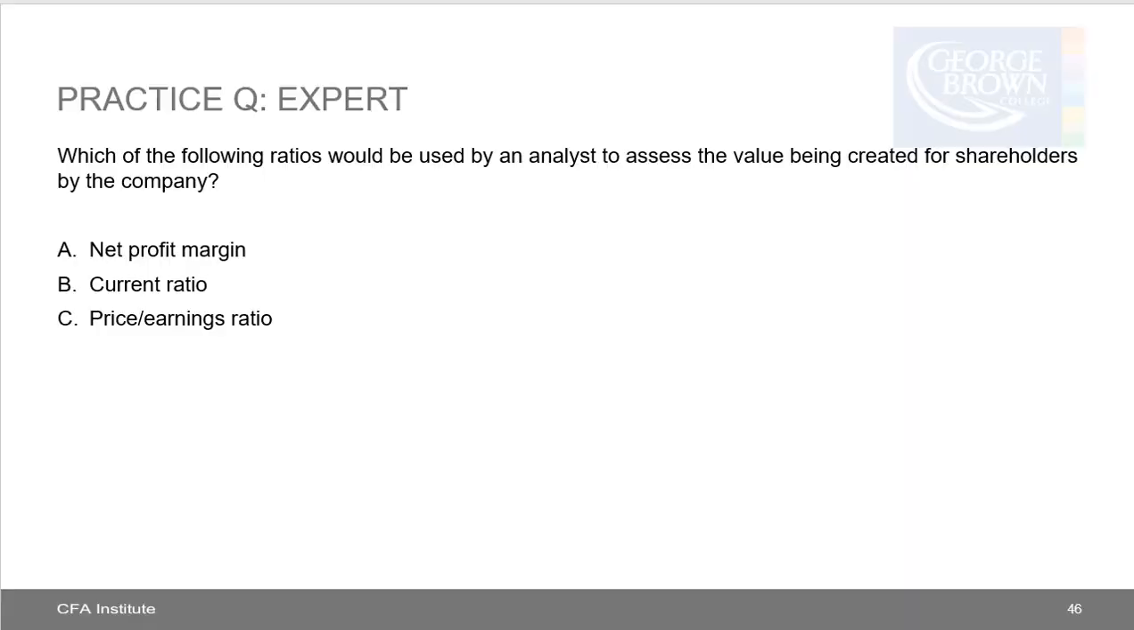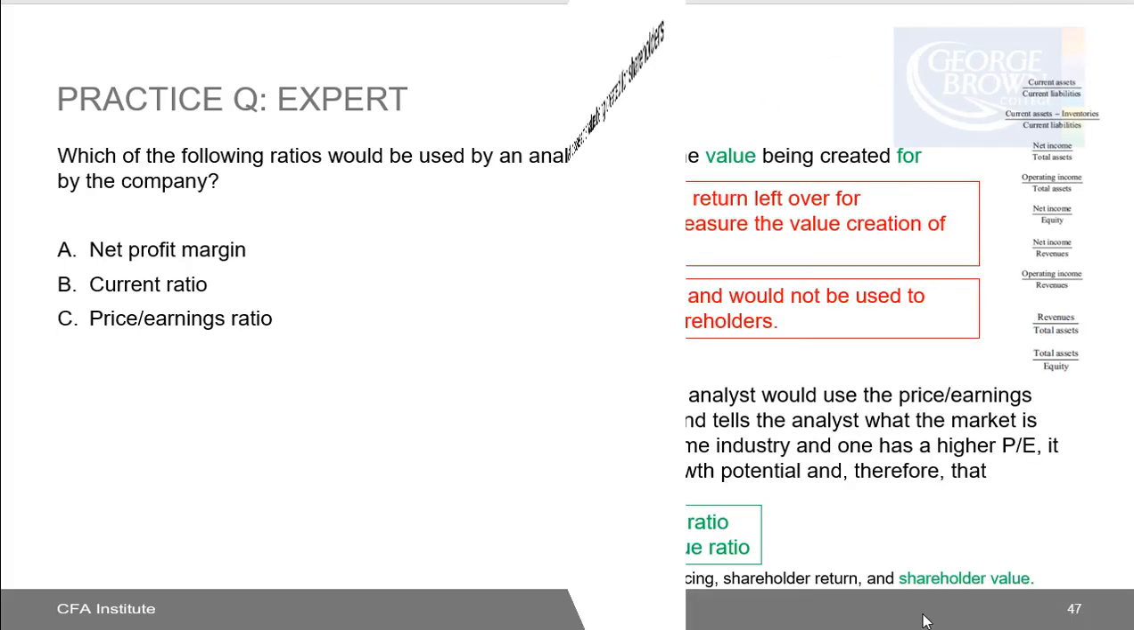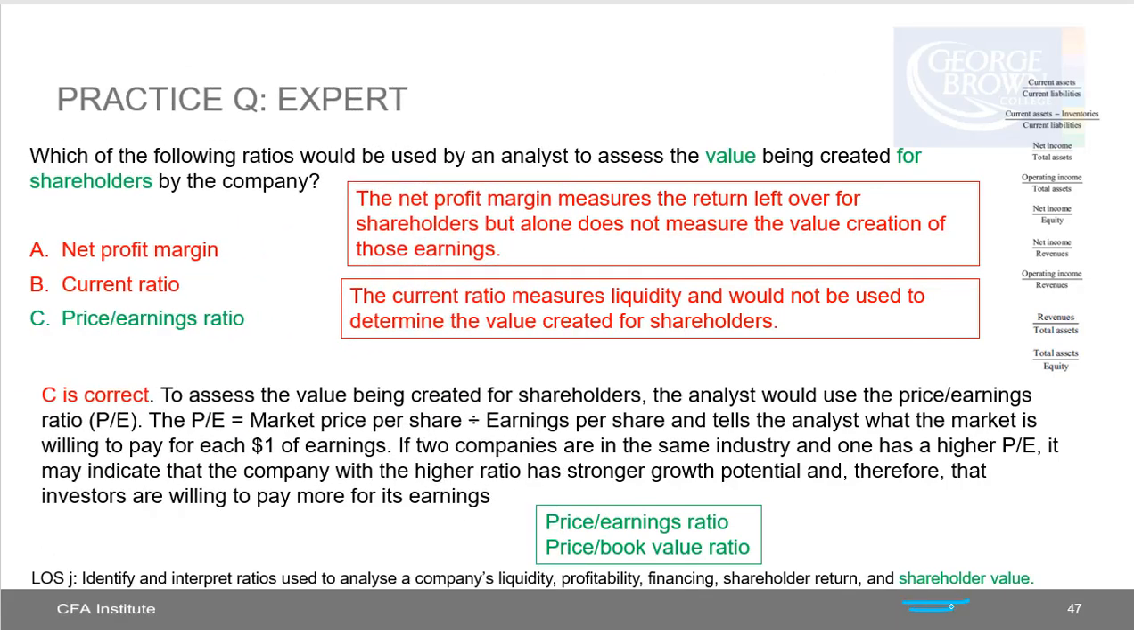Another quick practice question. You can see this is from the learning ecosystem, and it was considered to be an expert question. Which of the following ratios would be used by an analyst to assess the value being created for shareholders by the company? A, net profit margin, B, current ratio, or C, price earnings ratio? So this question is regarding shareholder value ratios, because you want to read the questions very carefully. Which of the following ratios would be used to assess the value being created for shareholders?